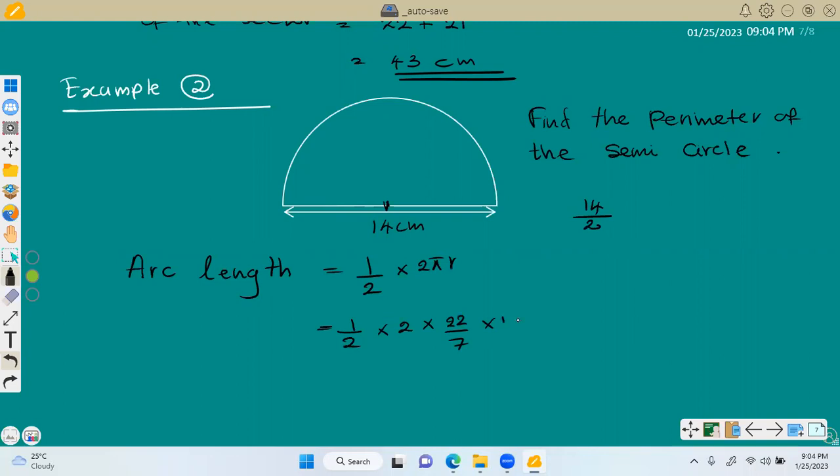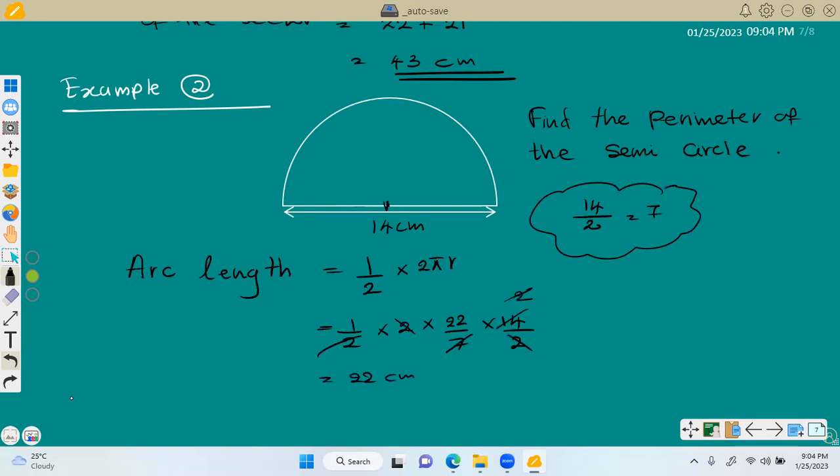Then you can substitute 14 upon 2. No problem. Or you can substitute 7. Why is it like that? It is because they have given the diameter. So you have to find the radius. Then 14 divided by 7 is 2. 2 divided by 2, 2 divided by 2. So it is 22 centimeters.